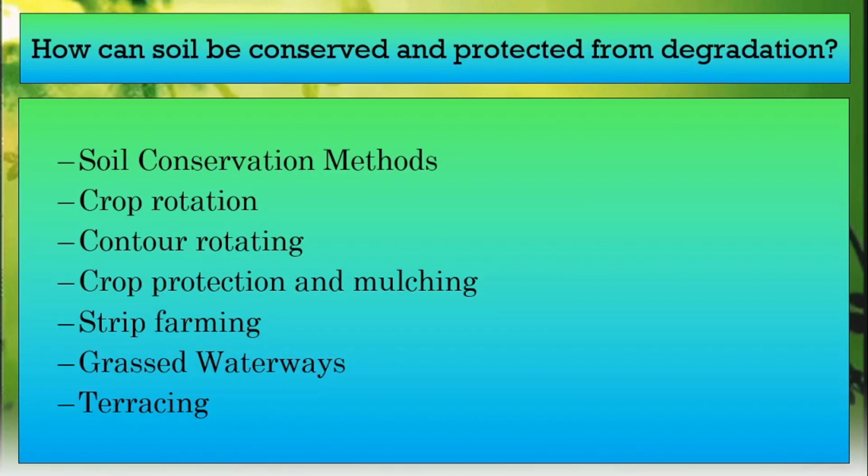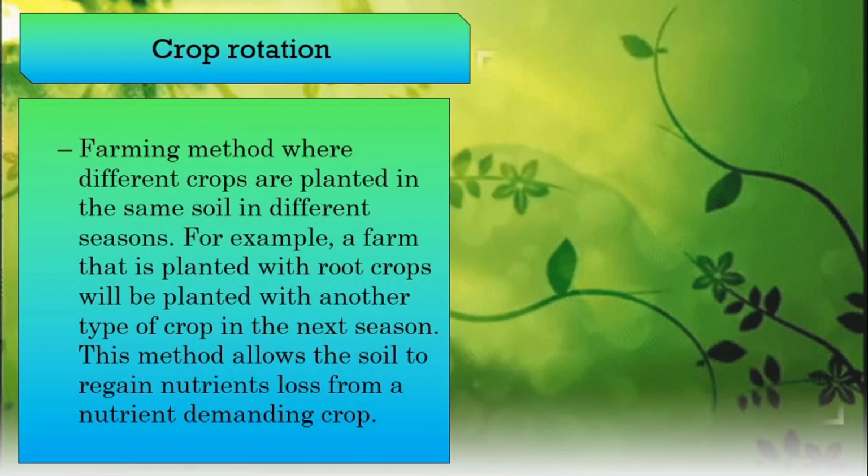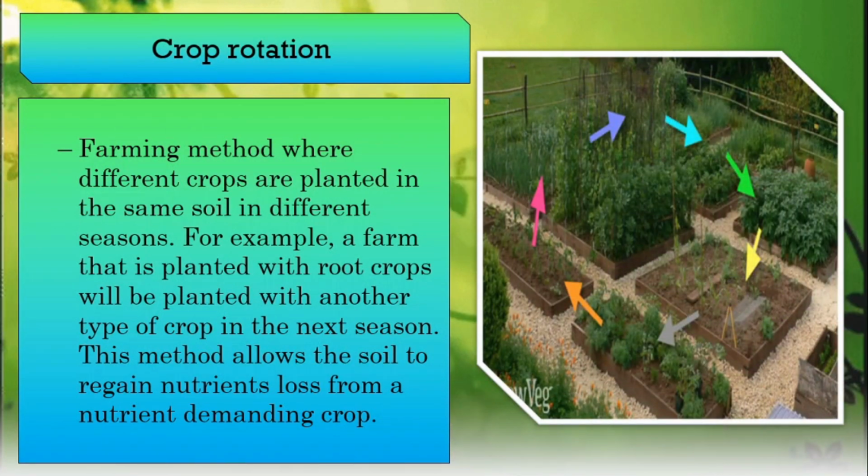How soil can be conserved and protected from degradation. There are several soil conservation methods. This includes crop rotation, contour farming, crop protection and mulching, strip farming, grass waterways, and terracing. Crop rotation is a farming method where different crops are planted in the same soil in different seasons. For example, a farm that is planted with root crops will be planted with another type of crop in the next season. This method allows the soil to regain nutrient loss from a nutrient-demanding crop.